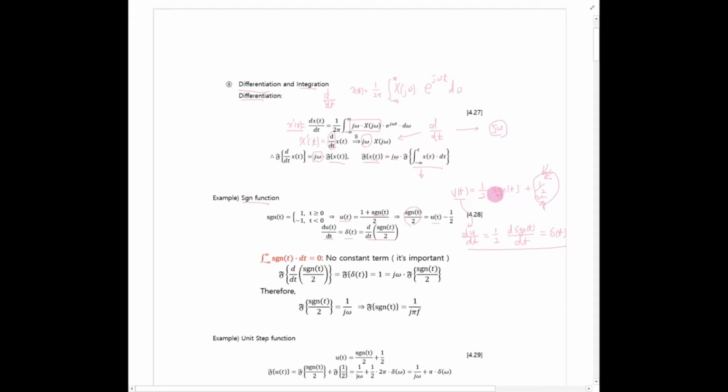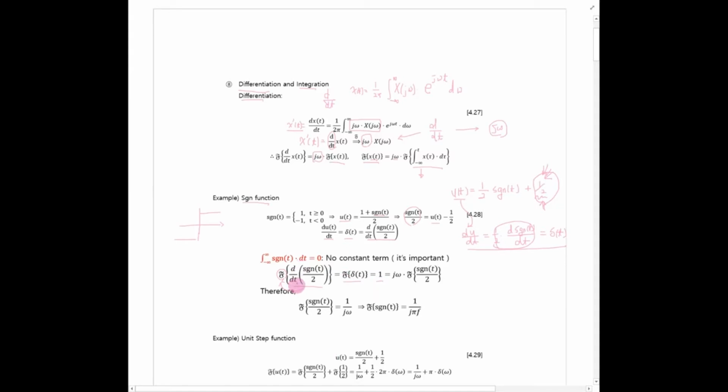But the sign function doesn't have any DC component. You can see here it looks like this. If t is positive, it's 1. If t is negative, it is -1. So the average value is 0. So there is no offset in the sign function. So you can think that one half times the sign function derivative equals the delta function. Here this one means the delta function. Taking the Fourier transform of the delta function gives 1.